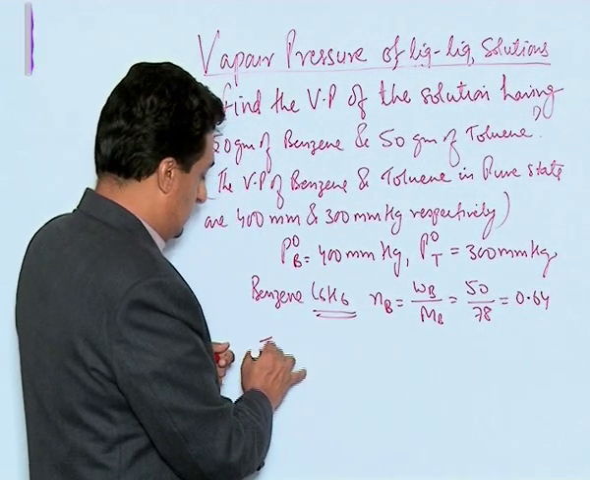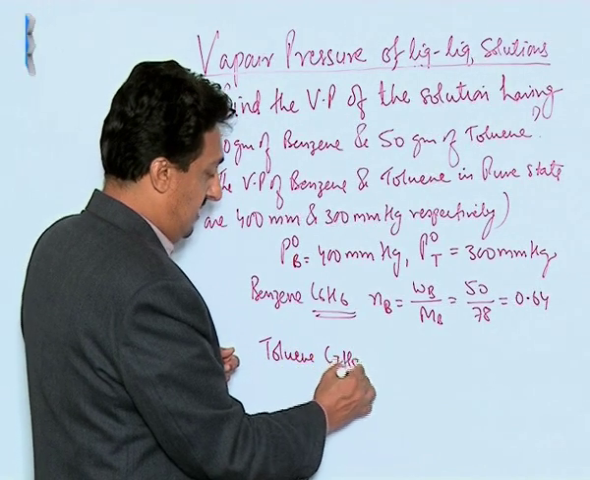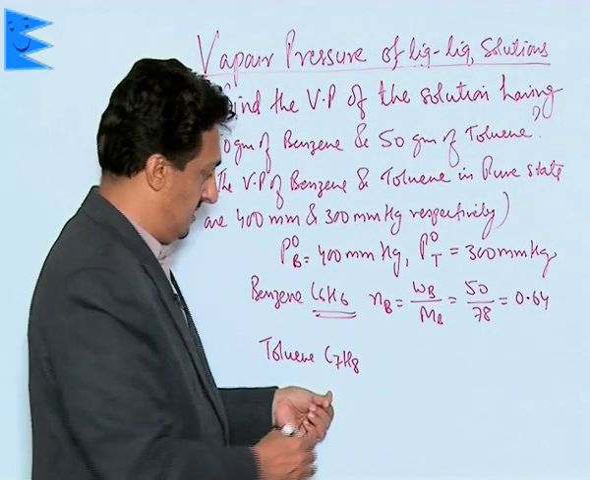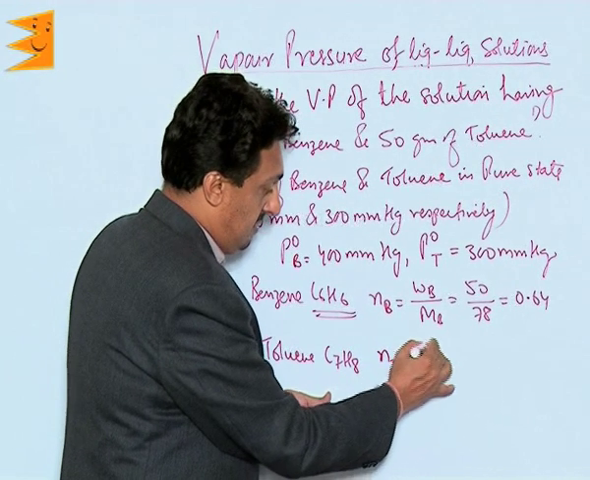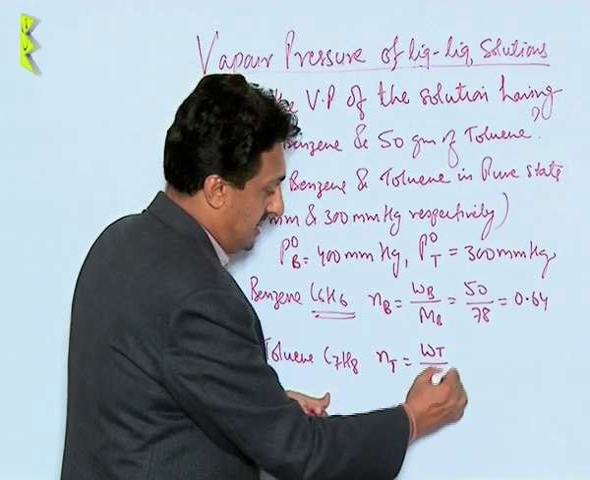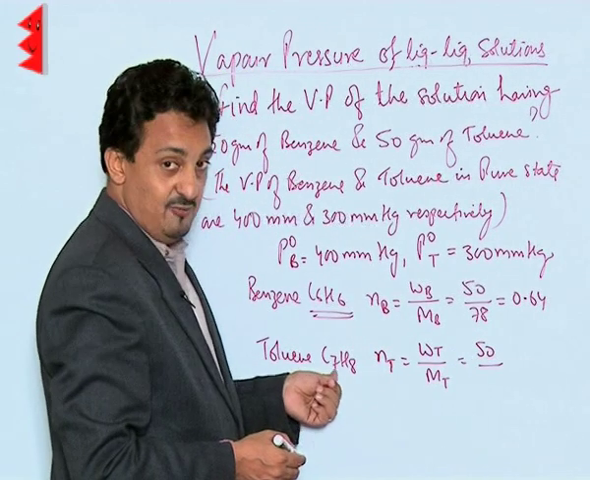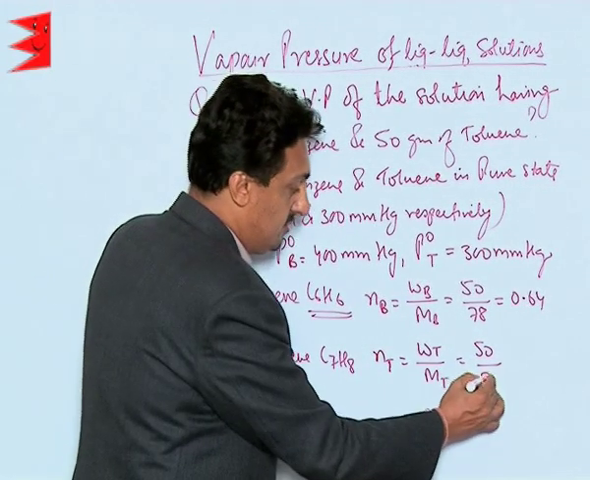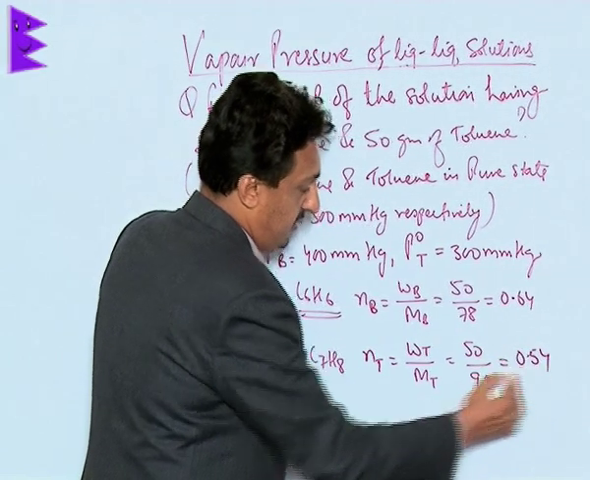Whereas toluene is C7H8. So the number of moles of toluene will be the weight of toluene upon the molar mass of toluene, which is 50 upon 12 sevens are 84, and 8 makes it 92, which is 0.54.